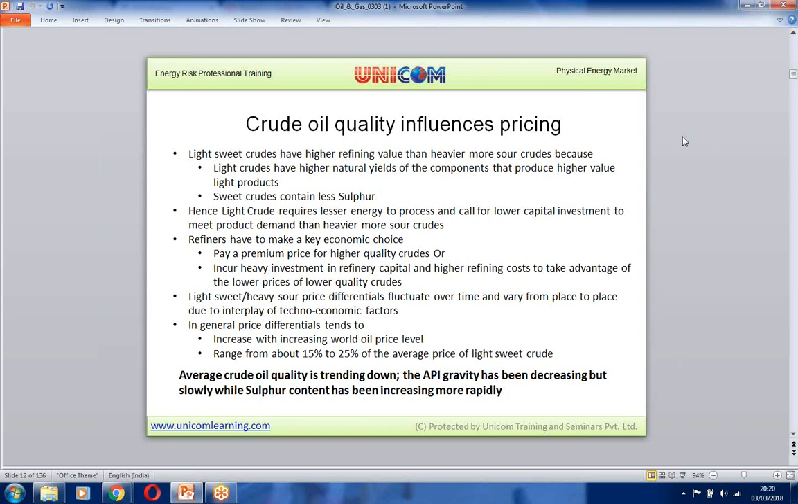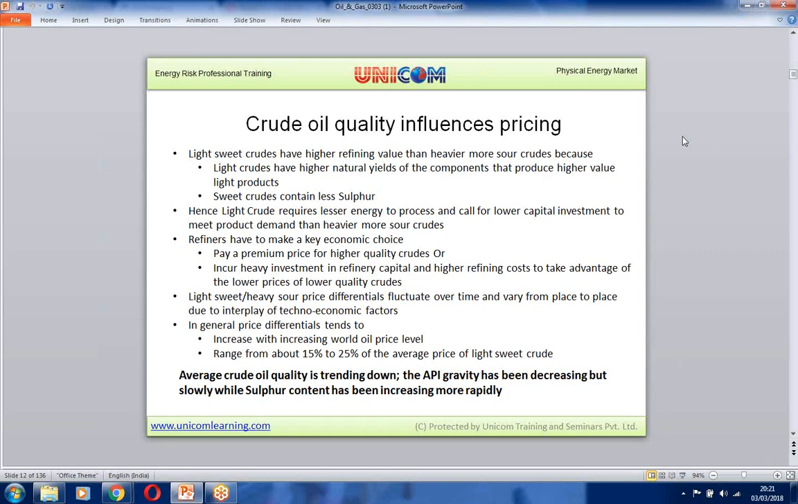But the trend these days is to go for the heavy investment in making more complex refineries, which can process more sour crudes. Probably because the quality of crude is going down, and what we see currently is that crude oil all over the world is trending towards high sulfur and heavier crudes. So light sweet and heavy sour price differentials fluctuate over time and vary from place to place due to a play of techno-economic factors. There are many factors that come into play.